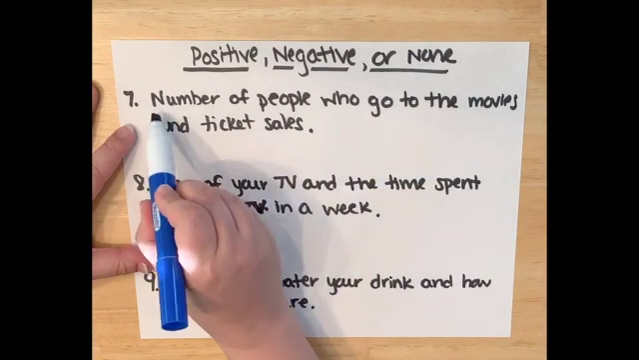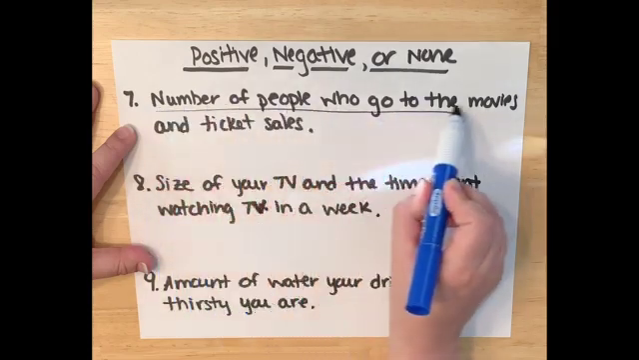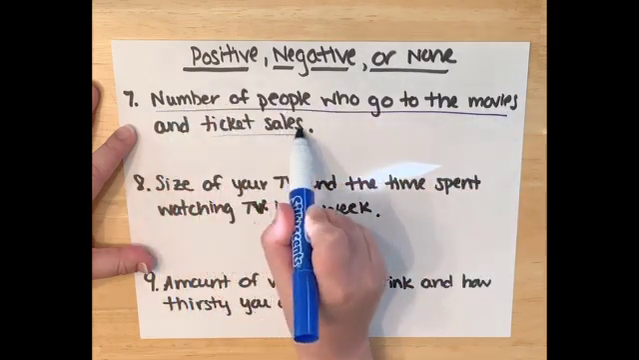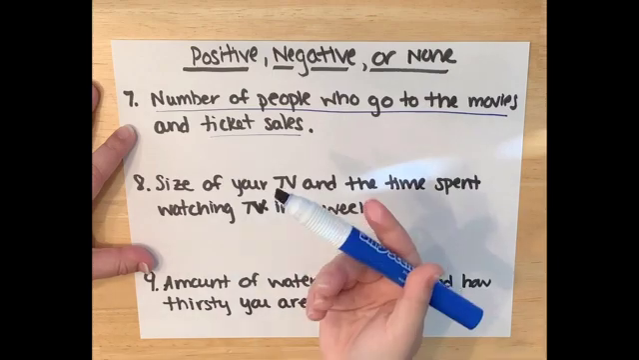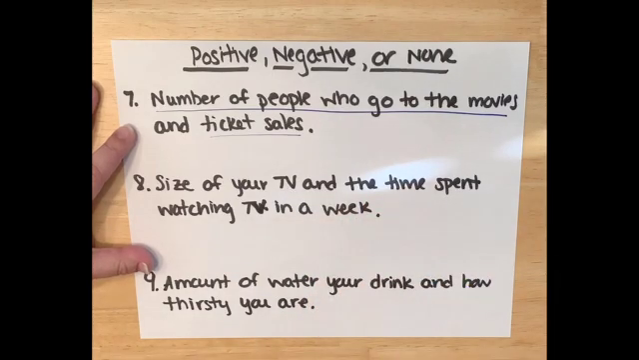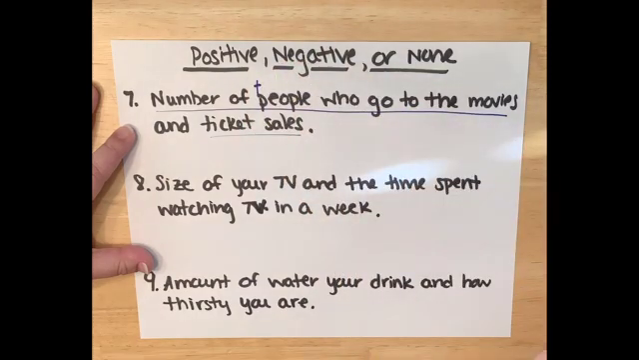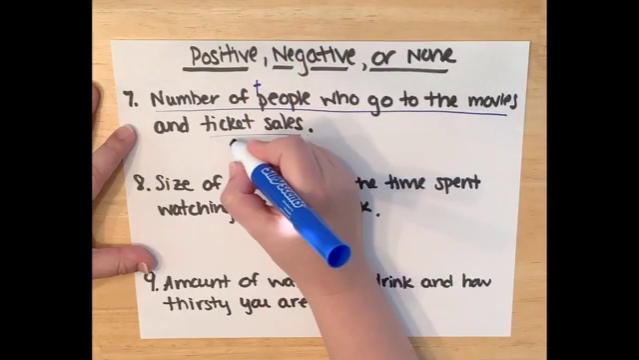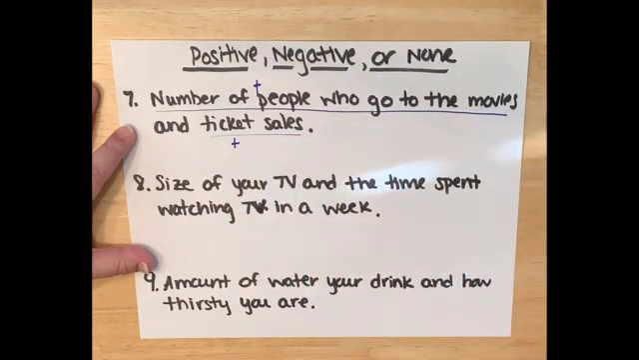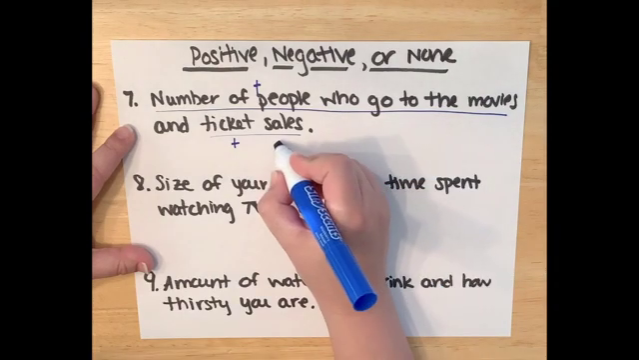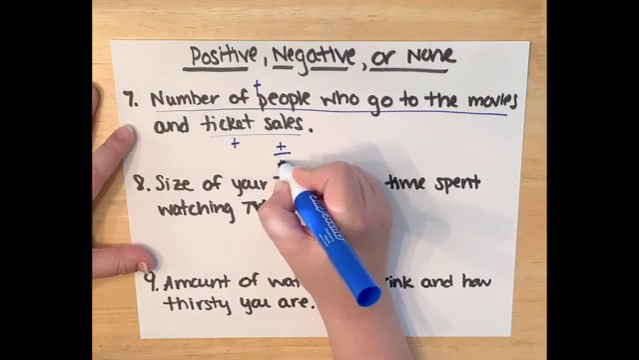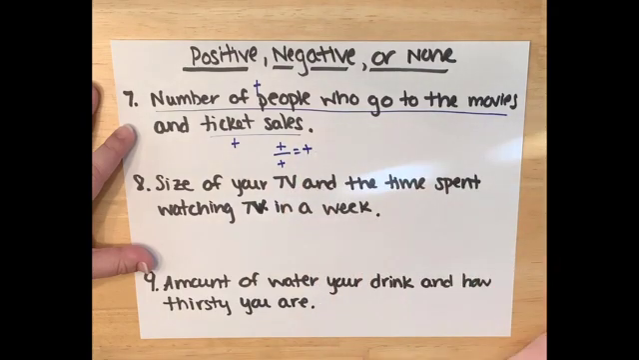The number of people who go to the movies and the ticket sales are the 2 things that are being compared here. Well, if the number of people who go to the movies increases, what should happen to the ticket sales? They should also increase. And we know that if we have a positive over a positive, that equals a positive. We could also look at this in the reverse way.